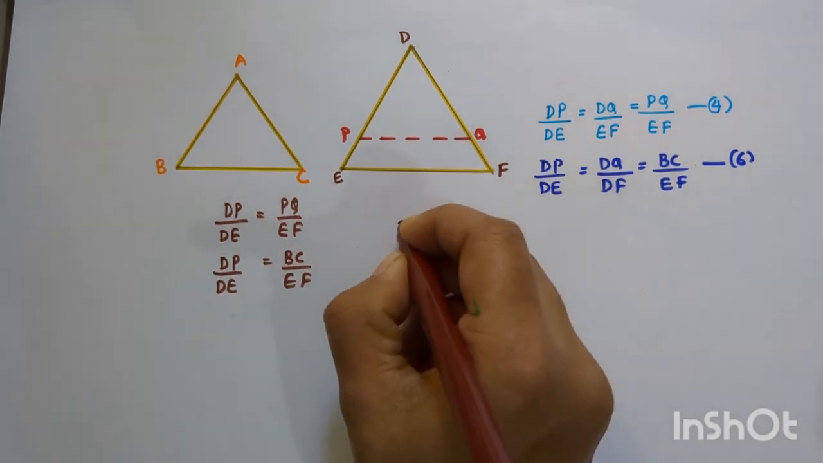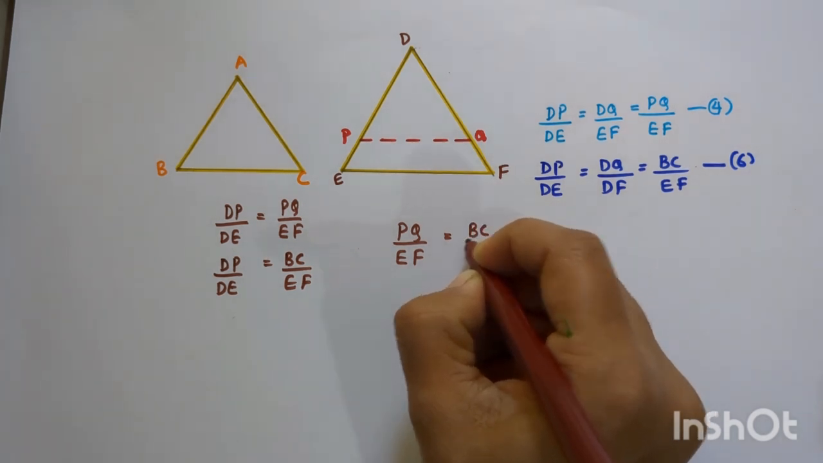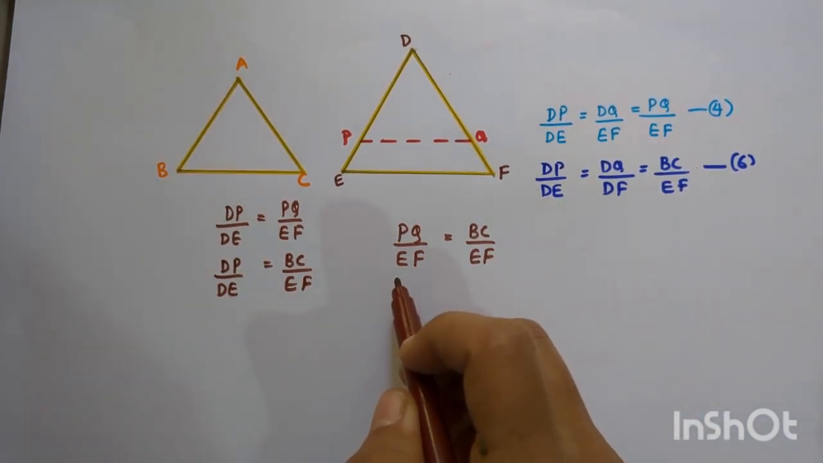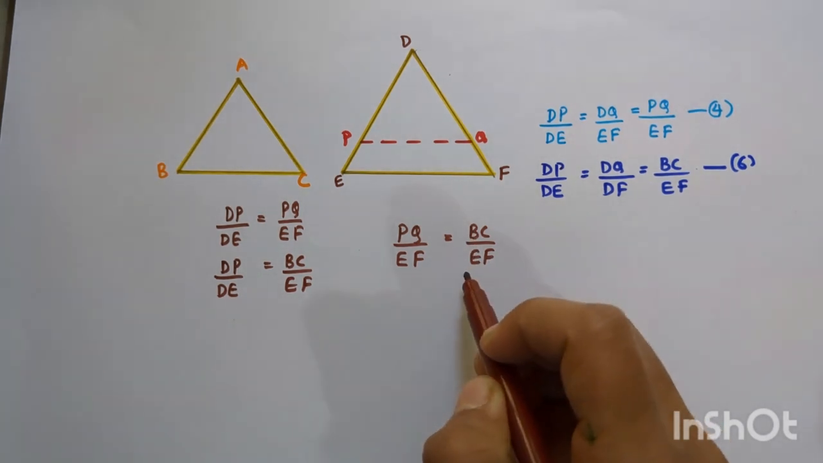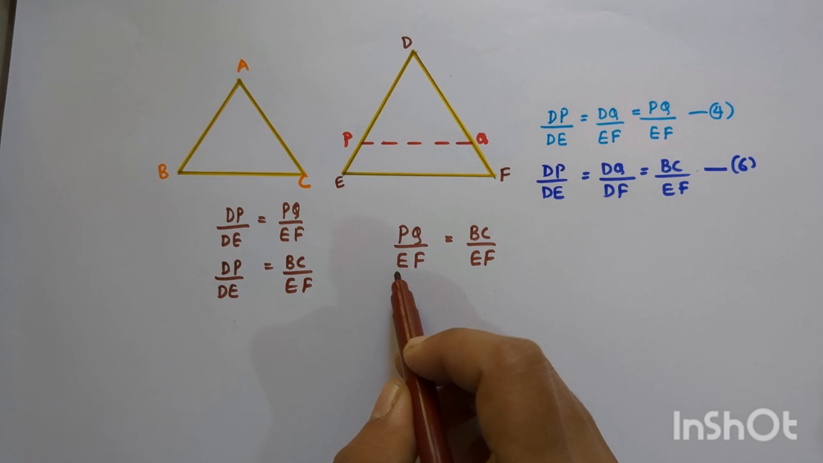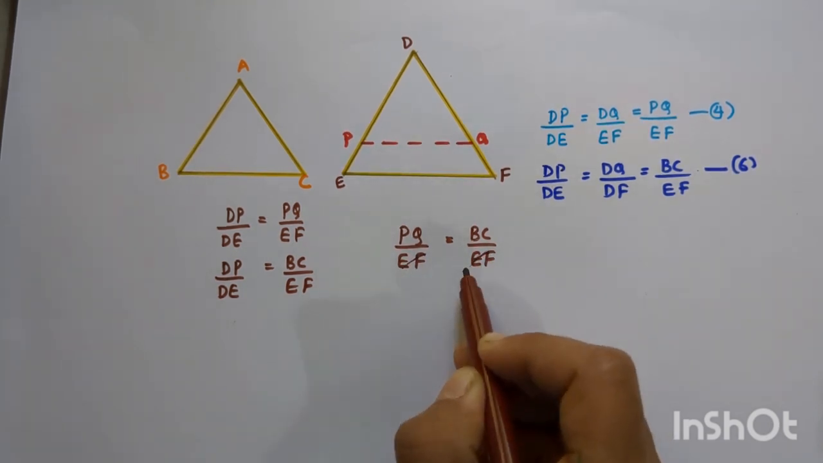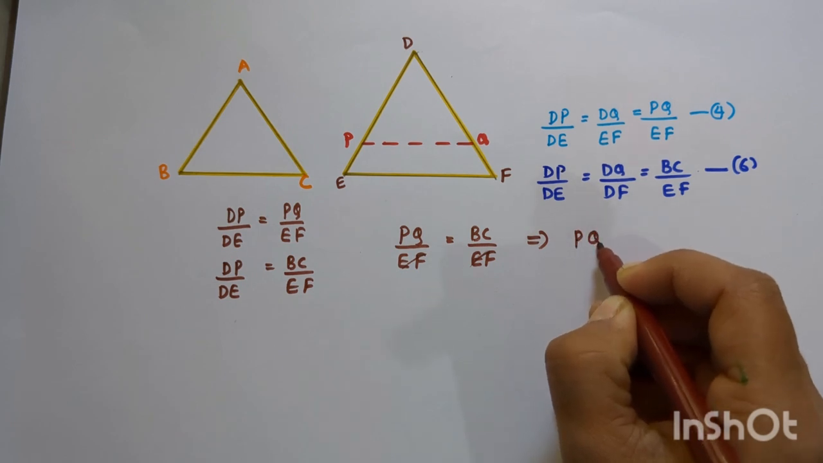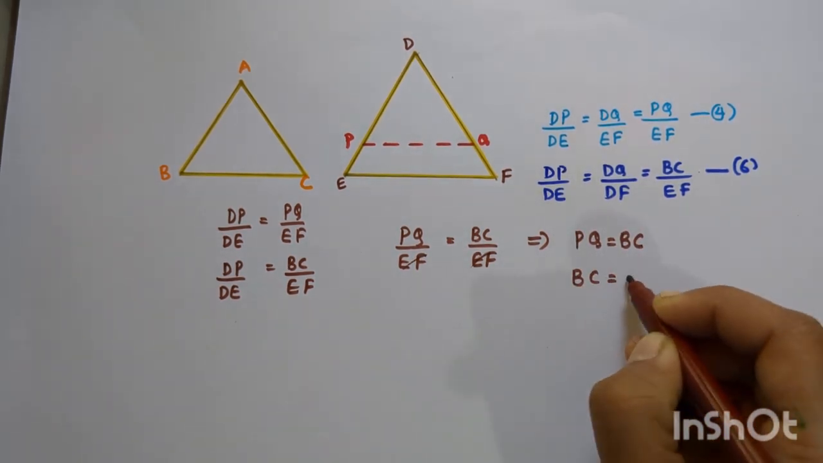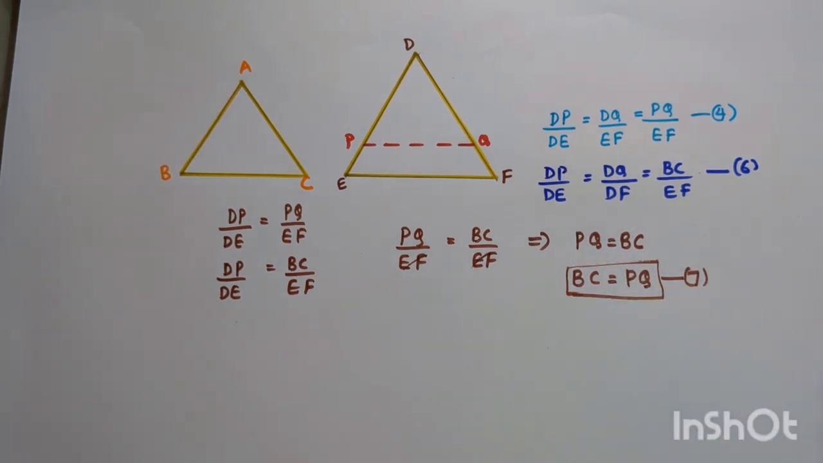So we can write PQ by EF is equal to BC by EF. See, the denominators for both are the same, EF, so you can just cancel it. What does that mean actually? PQ is equal to BC. Or you can write BC is equal to PQ. I am taking this as 7.